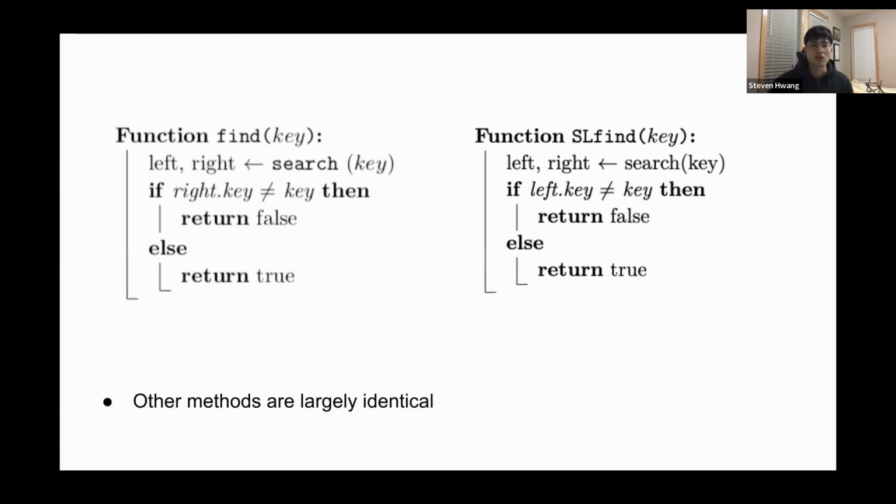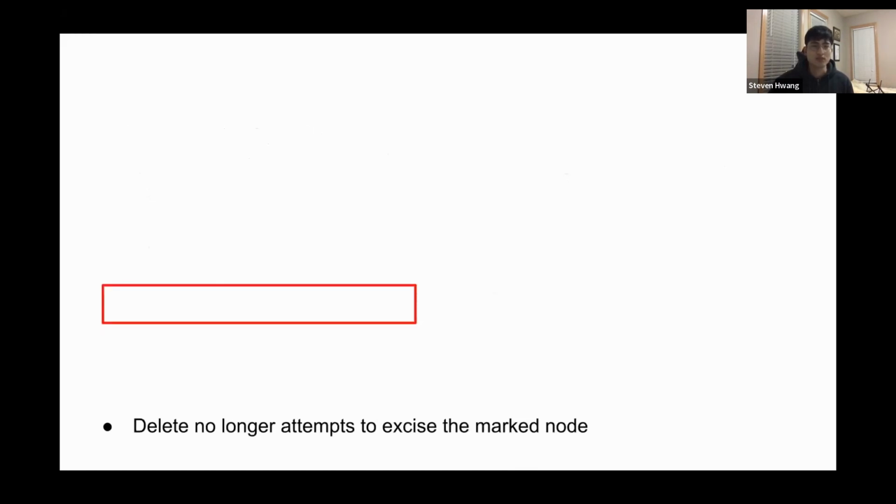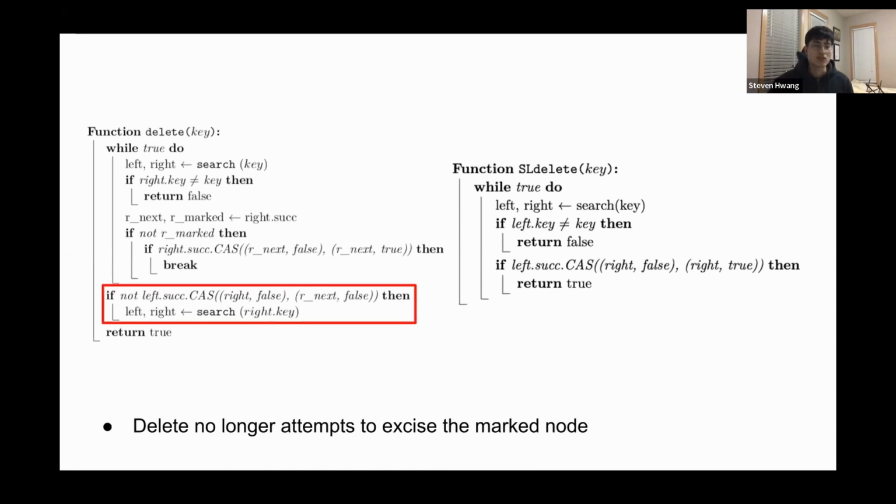So other methods are largely identical. The difference being that now the left key is checked whether it contains the search key. The largest difference can be seen in the delete method, where we no longer attempt to excise a node that was marked right after we mark it.